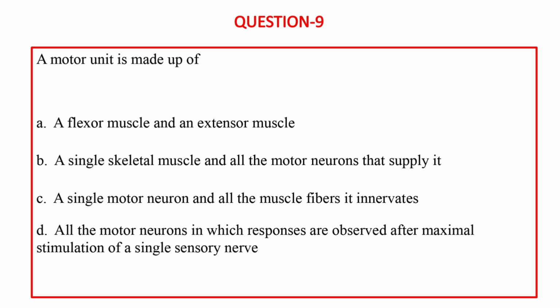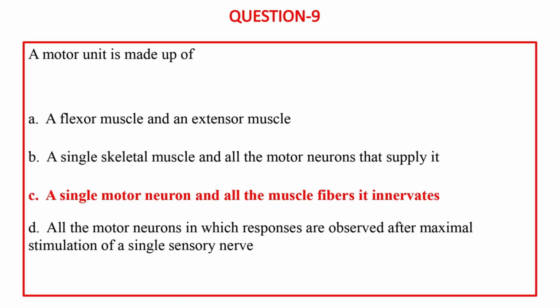Moving on to question number 9. A motor unit is made up of: A. A flexor muscle and an extensor muscle, B. A single skeletal muscle and all the motor neurons that supply it, C. A single motor neuron and all the muscle fibers it innervates, and D. All motor neurons in which responses are observed after maximal stimulation of a single sensory nerve. The answer to this question is C. A single motor neuron and all the muscle fibers it innervates.